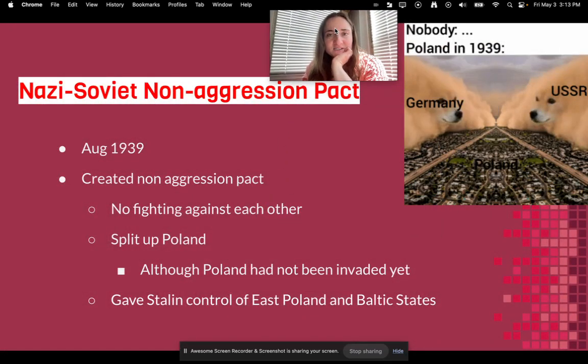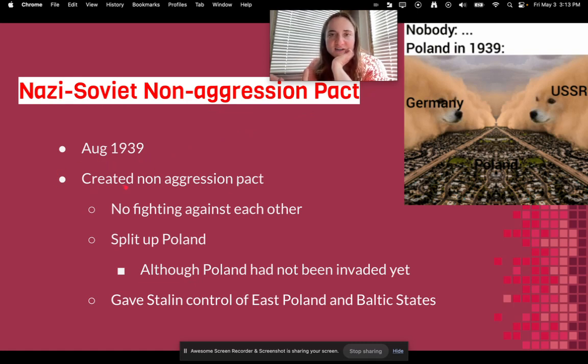Another big player in this is going to be Russia, okay? Or the Soviet Union, whatever you want to call it, it means the same thing. So Russia also wants Poland at this point in time, and so does Germany. So what do they do? They create a non-aggression pact. So they create the Nazi-Soviet non-aggression pact, which happened in August 1939.